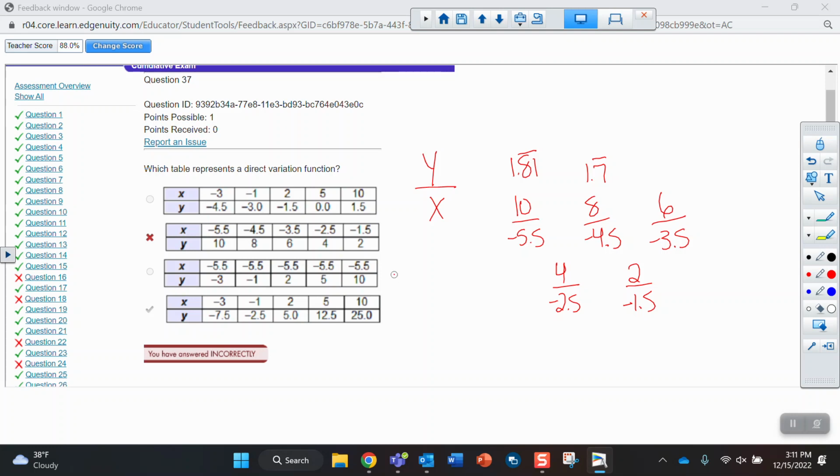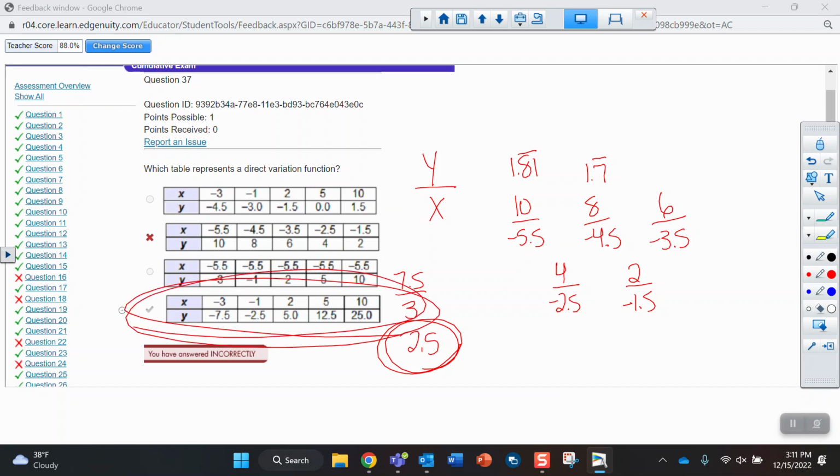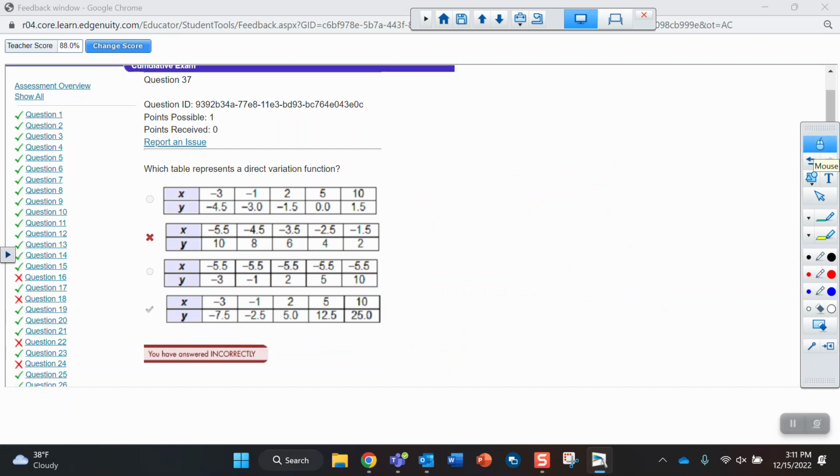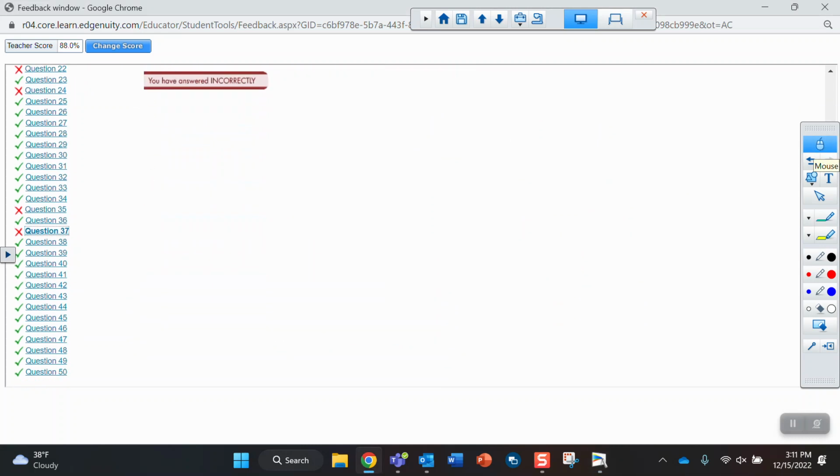So in the correct answer, 7.5 over 3 is what I'm going to check first. Again, it's the y divided by the x. I don't care so much about the signs right now, but that's 2.5. And so now as I check the rest of the table, 2.5 divided by 1 is 2.5. 5 divided by 2, that's 2.5. 12.5 divided by 5 is also 2.5, and 25 divided by 10 is 2.5. So again, for direct variation, you're checking to make sure that the ratio of y over x is the same all the way down. So those are the questions that you missed on your test.